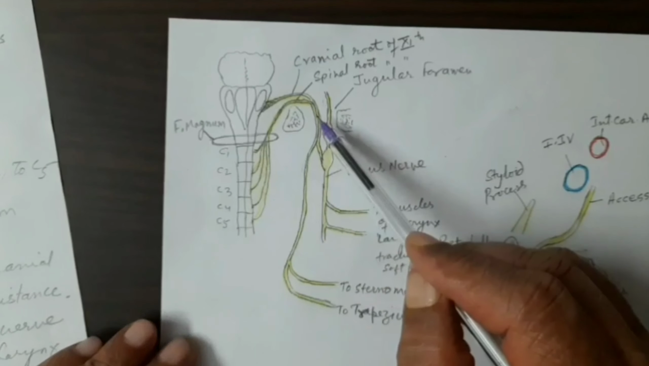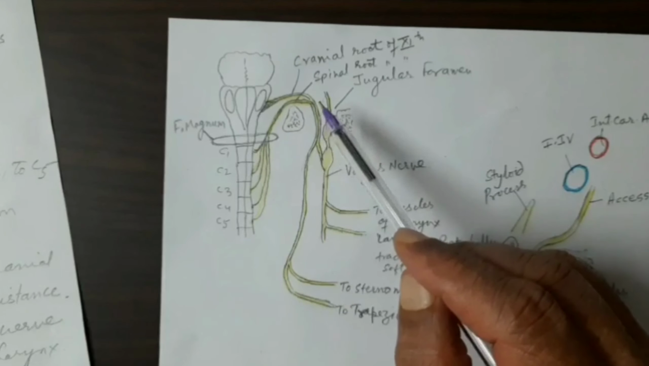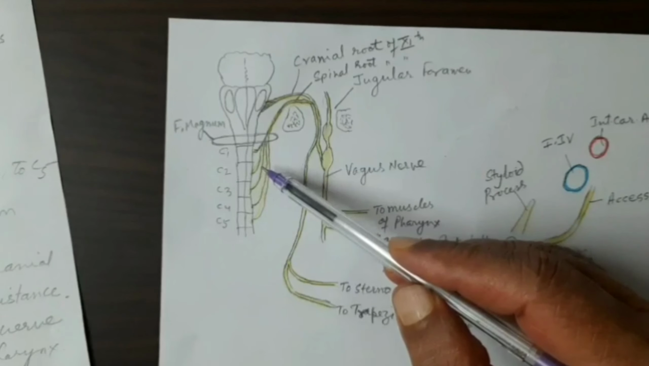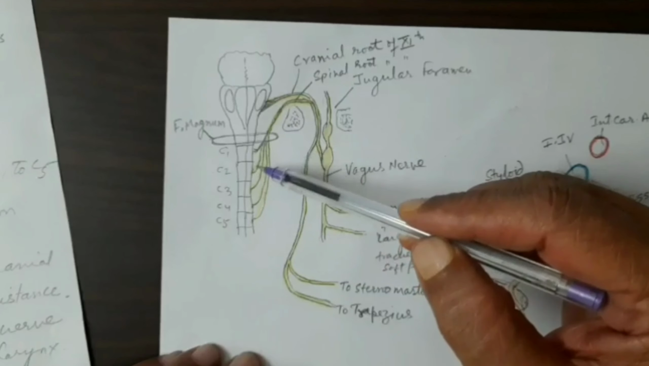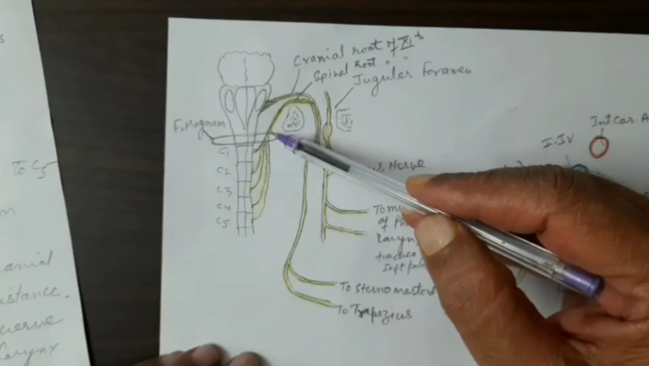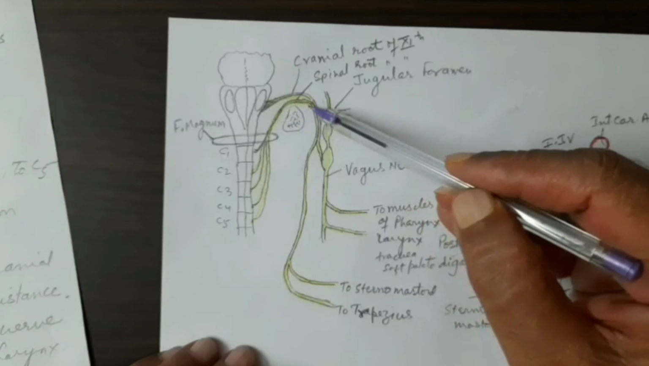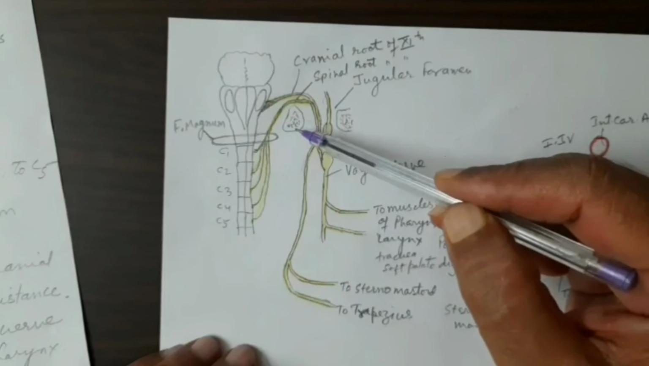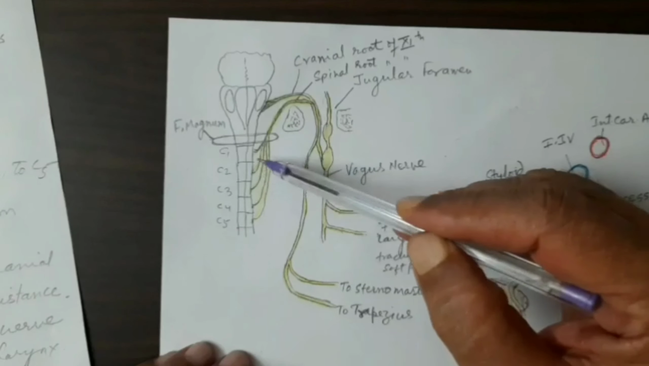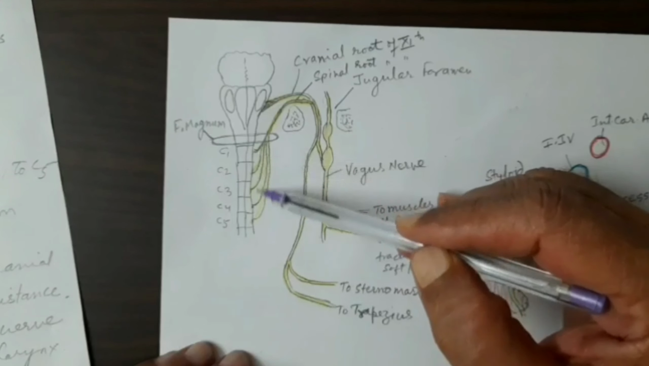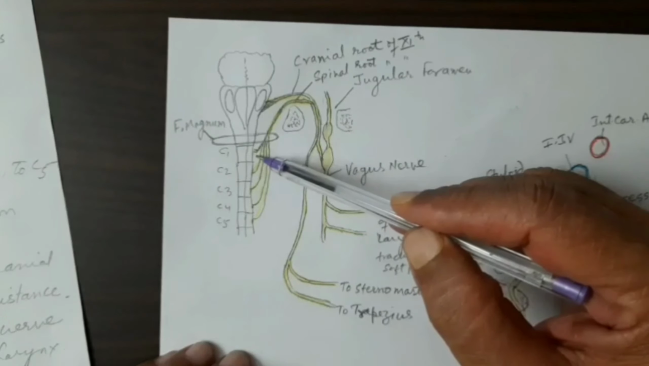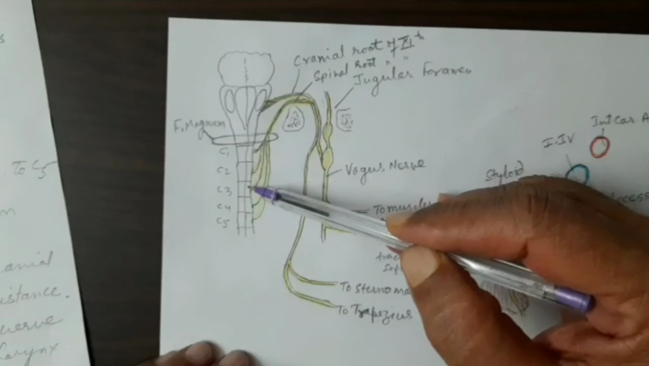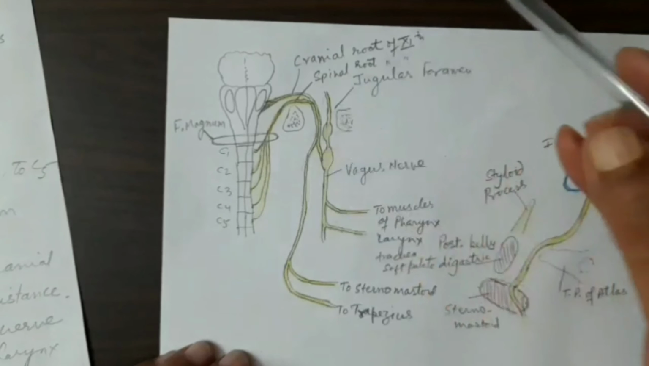So this is the intracranial course. But the spinal root ascends through the foramen magnum and runs towards the jugular foramen. This is the spinal root. Now this spinal root arises by various rootlets, taking origin from the lateral aspect of the spinal cord, C1, C2, C3, C4 and C5.